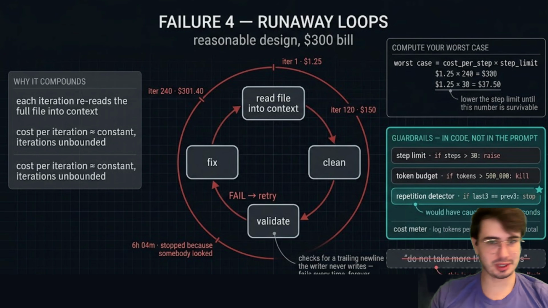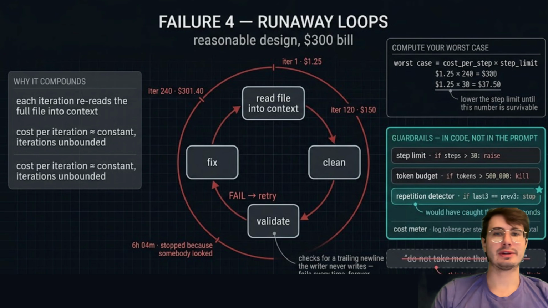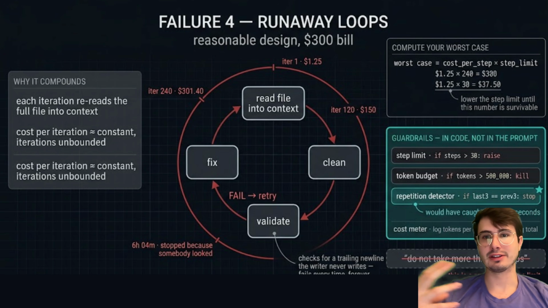You've seen many horror stories if you're on Twitter or LinkedIn, right? An agent's cleaning a file. Part of the job was to validate the output, and if the validation failed, fix it and validate again, which is a reasonable design, but the validator had a bug where it checked for a trailing newline the writer never wrote. So validation failed every single time, forever, and the agent fixed nothing because nothing was broken, and then validated again, and then failed again.